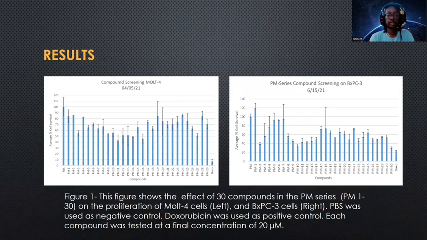Here are my results. On the left, you can see my results for MOLT4 cells, which are leukemia cancer cells, and on the right are my results for BXPC3, which are pancreatic cancer cells. These figures show the effect of the 30 compounds, which are titled the PM series, against the proliferation of the MOLT4 and BXPC3 cells. PBS was used as a negative control, while doxorubicin was used as a positive control. Each compound was tested at a final concentration of 20 micromolar.